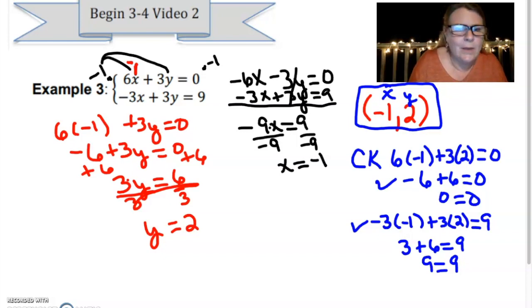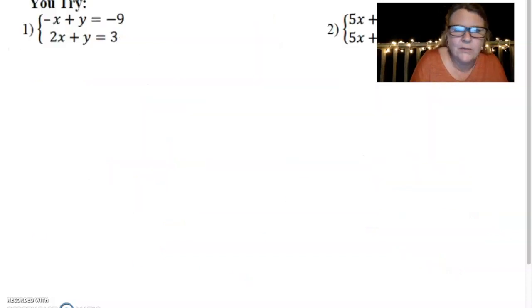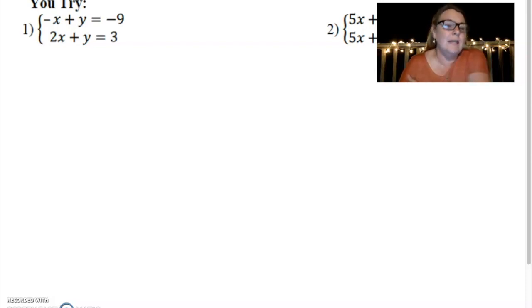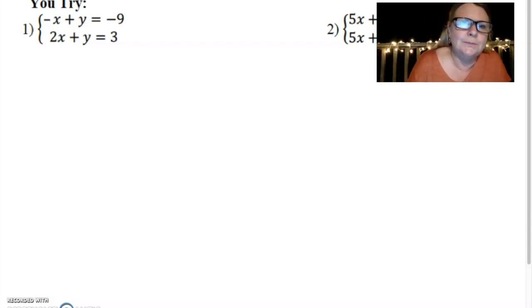So let's go ahead, and I think I have 2 you-tries for you guys to do. Again, make sure that you check your work. You should be able to use your calculator to plug in your x and y value to make sure it truly is a solution. And I'm going to pause right here and let you guys work both of those equations.